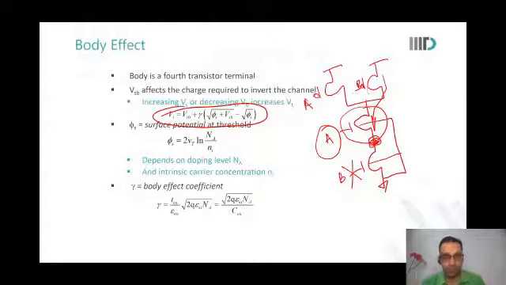Sir, how did the leakage reduce, sir? If VT increases, what happens? Okay, sir. Forgot. Yes, sir. Thank you, sir.